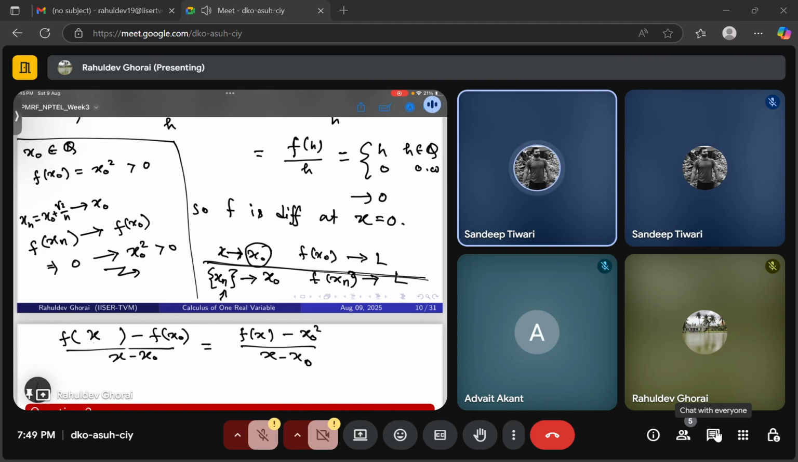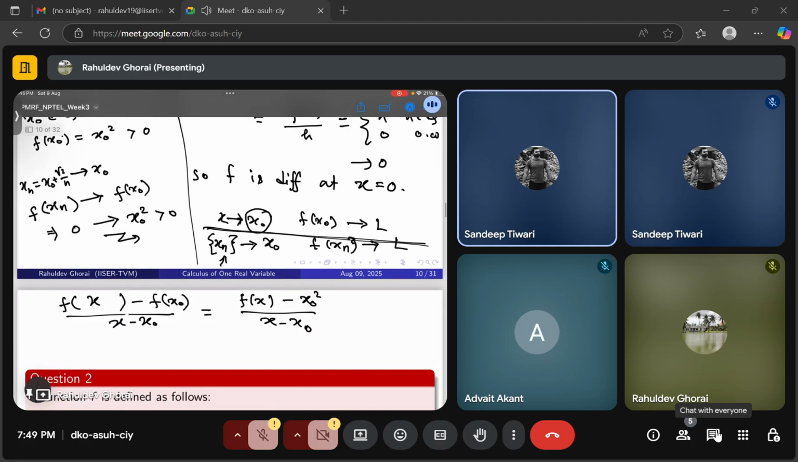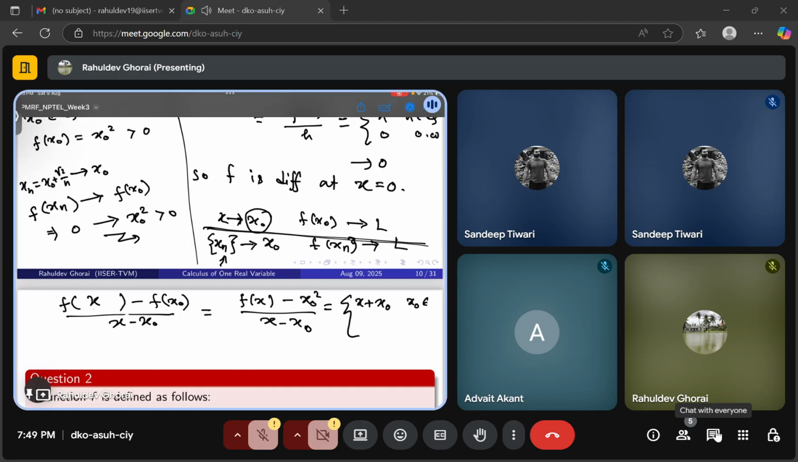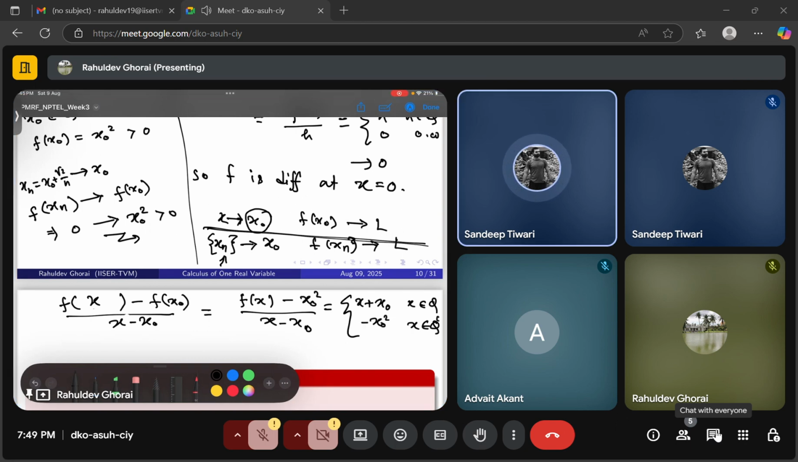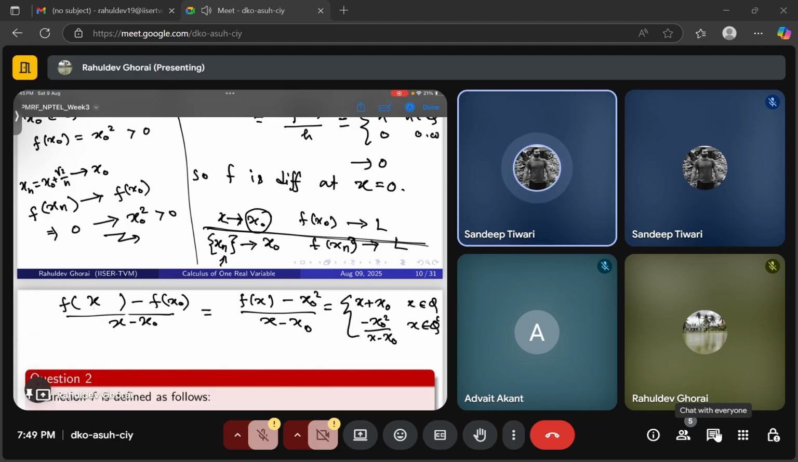Now there will be two cases, sir. One will be x square minus x naught square divided by x minus x naught when x belongs to Q. When x belongs to Q complement, or R minus Q, it will be 0 minus x naught square over x minus x naught. So in the upper limit, as x tends to x naught, it will be 2x naught, and in the second case it will be infinity, minus infinity.